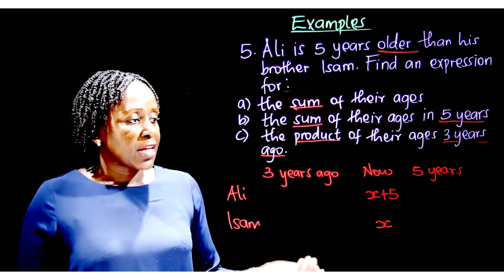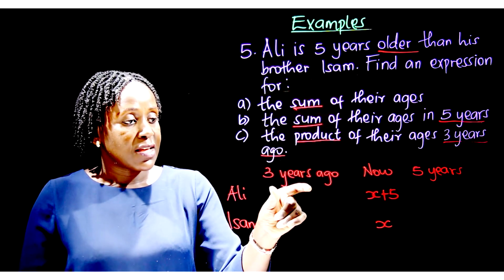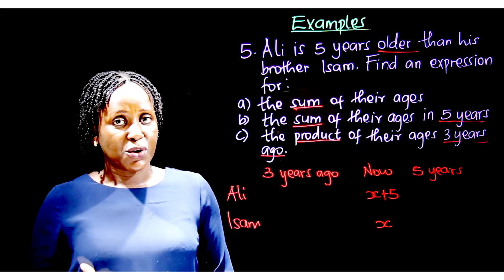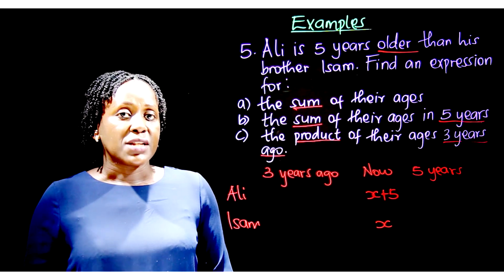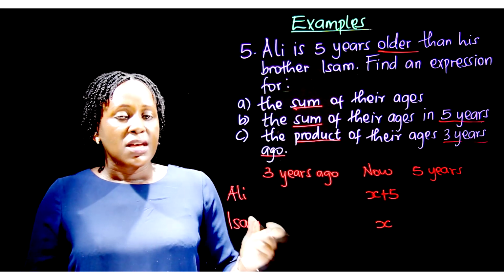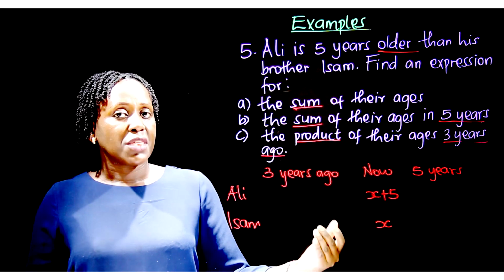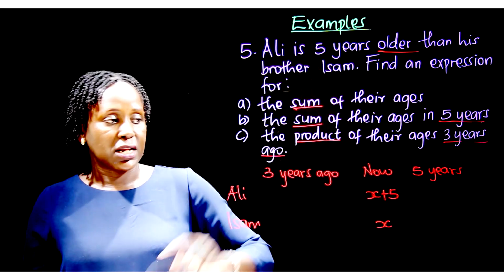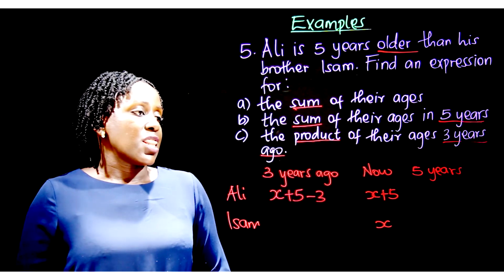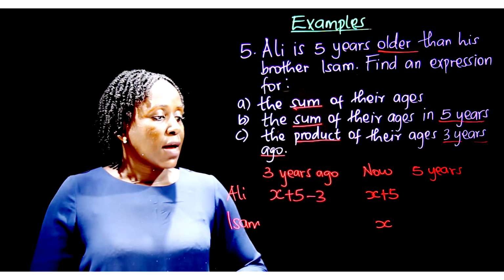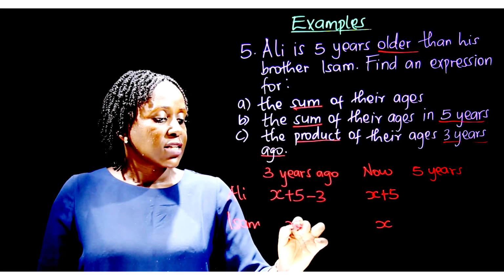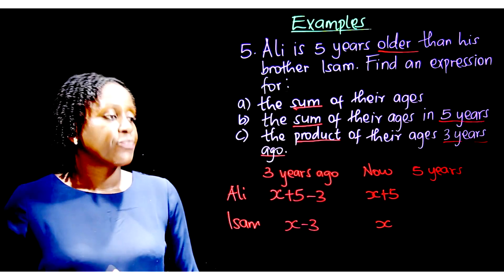Now, if we want to get the expression for their ages 3 years ago, if for instance you are 14 years old, how old were you 3 years ago? You are 11. How do you get 11? You take 14 minus 3 to give you 11. So even in this case, even if we are using expressions, it's the same thing. So x plus 5 minus 3. And then for Isam, he is x years old now. So 3 years ago, he was x minus 3 years old.